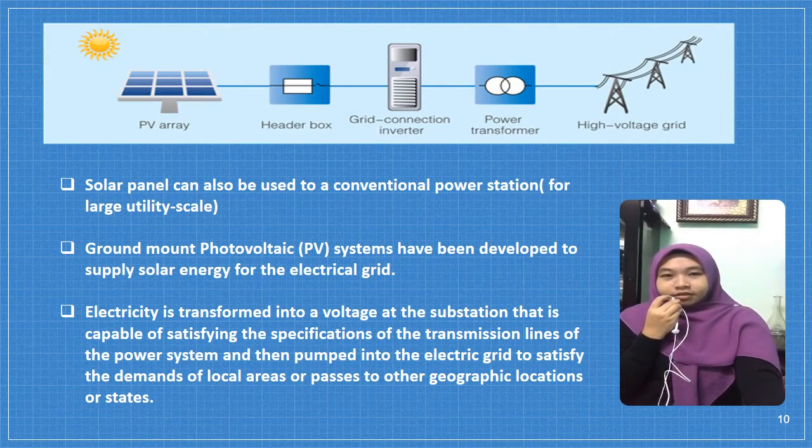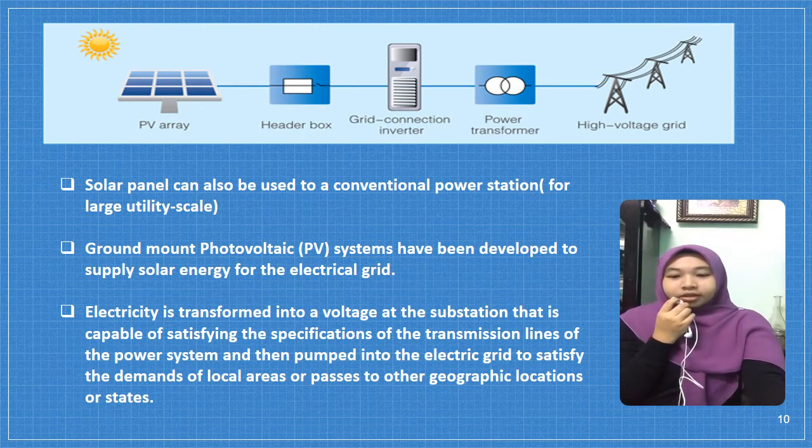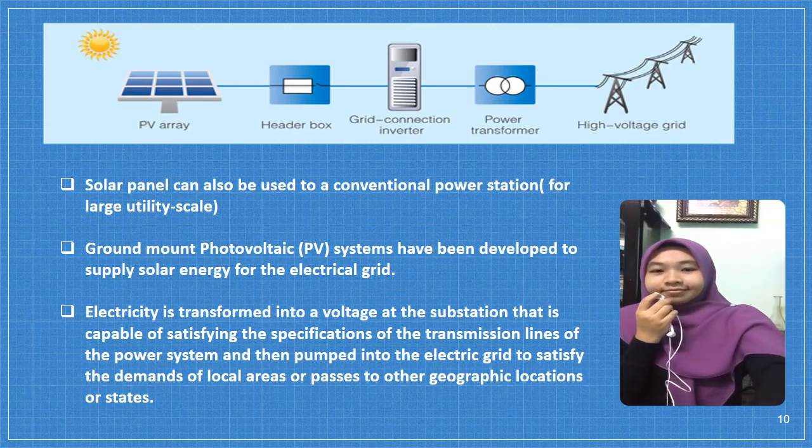Other than that, solar panels can also be used in conventional power stations, which is for large utility scale. Ground mount photovoltaic PV systems have been developed to supply solar energy for the electrical grid.